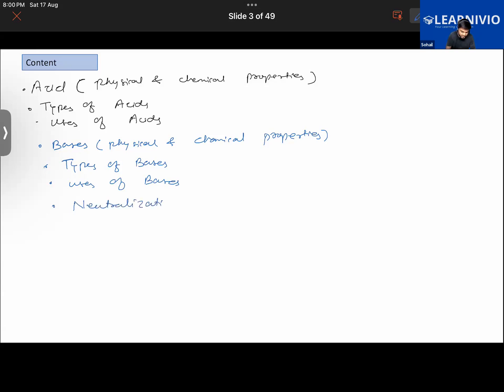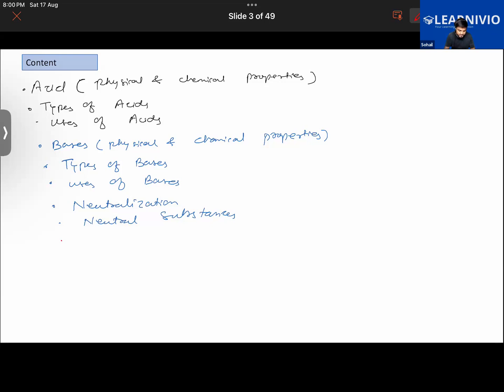Sir, what do you mean by salts in this chapter? Salts are examples of neutral substances, neither acidic nor basic in nature. So you'd be learning about neutralization, and about neutral substances. We would also be learning about various neutralization reactions happening in everyday life.